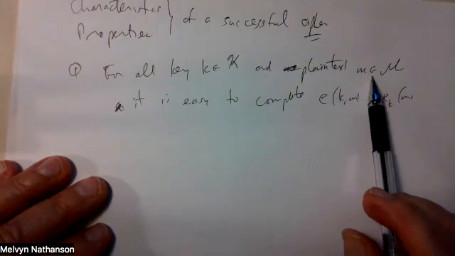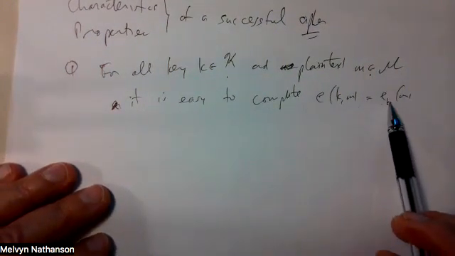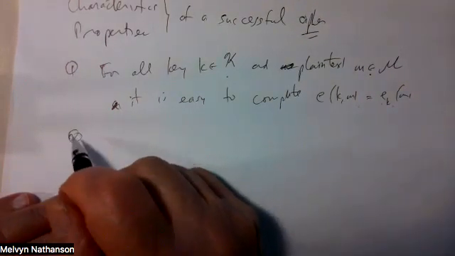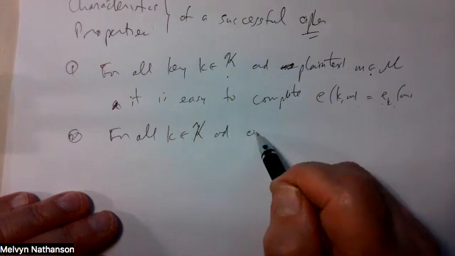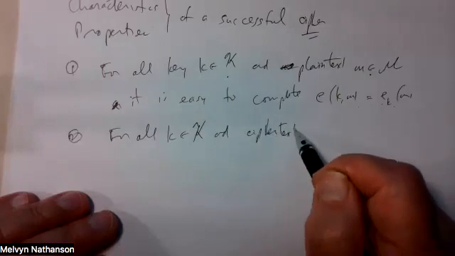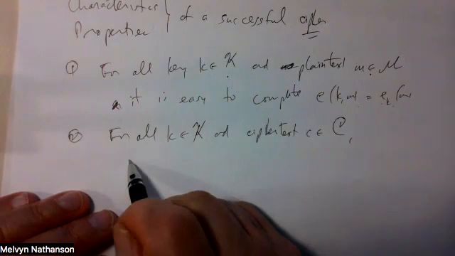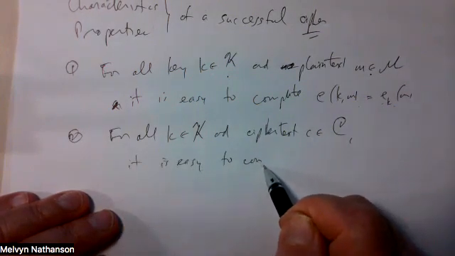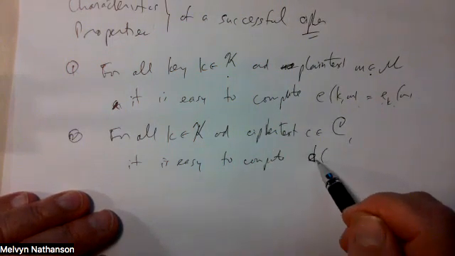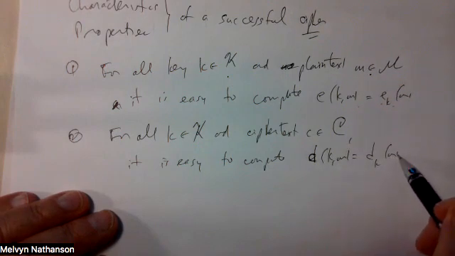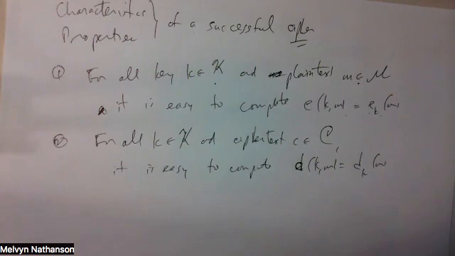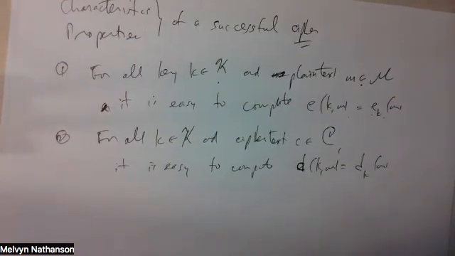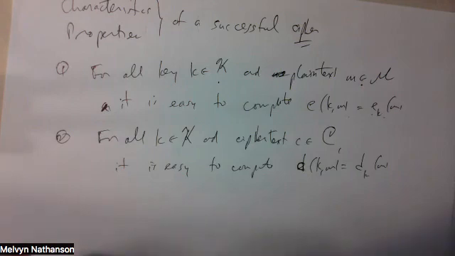That is, if you know the message and you know the key, it's computationally easy to encrypt the message. And similarly, for every key and every ciphertext C, it is easy to compute D of K, C, or sometimes we write D sub K of C. That is, to decrypt. So it should be easy to do the calculations. The encryption process and the decryption process should be computationally easy to do. Doesn't mean they're hard to break, but they should be easy to do.